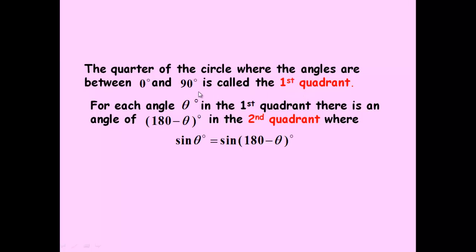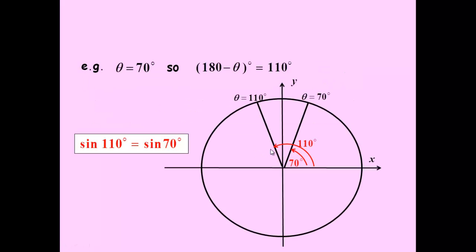So we looked at the first quadrant between 0 and 90, and we can also see that there's an angle in the second quadrant where the y value, the sine value, is the same. We started with 30, and then it was 180 minus 30, wasn't it? 150 degrees, which gave us the same sine value. And this is always true. So for sine 70, it's 180 minus 70, 110 degrees, that gives us the same y value.